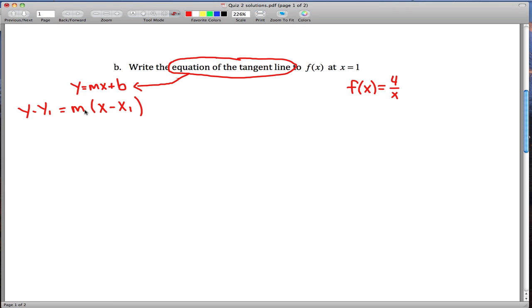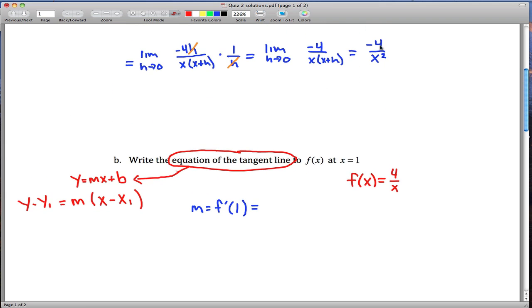So what do we need to know? We need to know m, y1, and x1. Some of those things are given, some of them are not. Maybe m is the hardest. M is the slope, which is the derivative of the tangent line at x equals 1, so it's f prime of 1. Which you can recalculate using the definition of the derivative or the difference quotient, or a much easier way is to use our answer from part A, where we figured out that f prime of x was equal to negative 4 over x squared. So therefore f prime of 1 is equal to negative 4 over 1 squared, which is just negative 4.